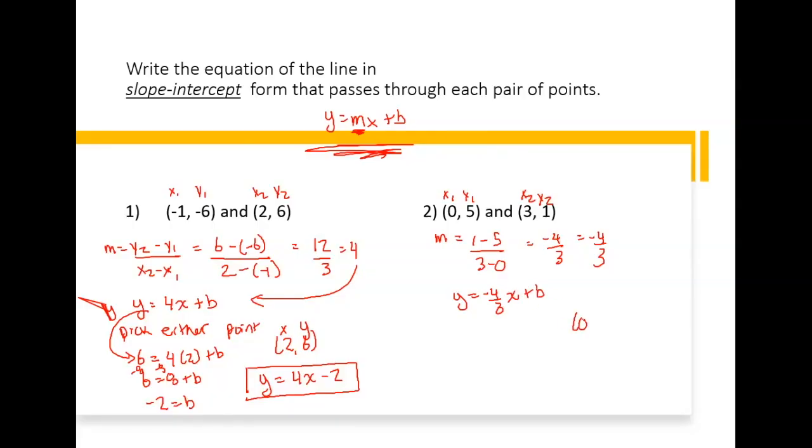So now I'm going to pick any point. I'm going to pick 0 and 5, my x and my y. I'm going to sub that point in. So pick either point, sub it in. My y is 5. My x is 0, which makes this much easier, which is why I picked this one. This becomes a 0, right? So I get 5 is equal to b. And my equation is -4 thirds x plus 5. And I'm done. I just used those values to calculate for b.